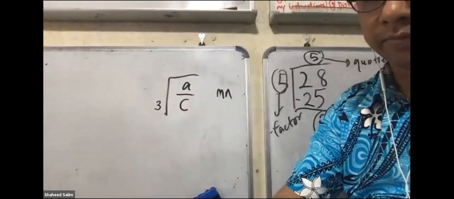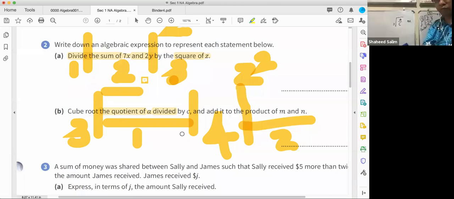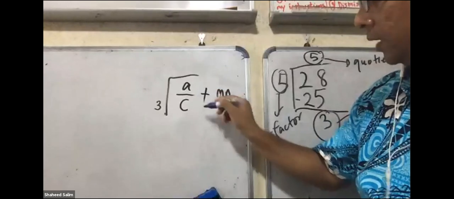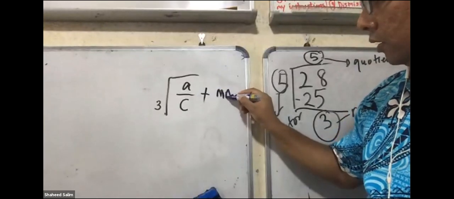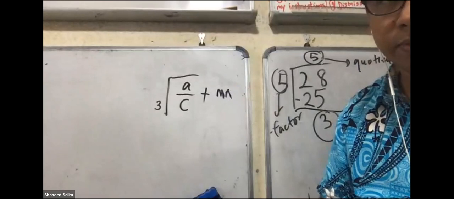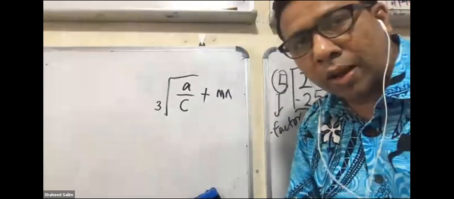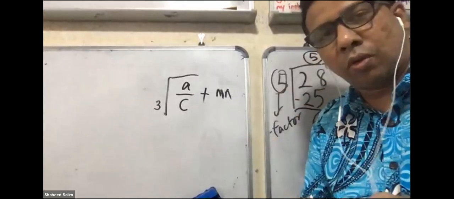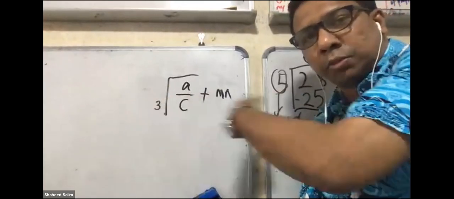Then what else do they say? They say number 4. So we did 1, the quotient we have done. Product, you say MN, correct? We have already written here. Now we cube root the quotient. After that, add to the product of M and N. So after you cube root it, add to the product of M and N. So like that. This is what it is. So what do we learn here? This is now testing you and see whether you understand how to create algebraic expression.